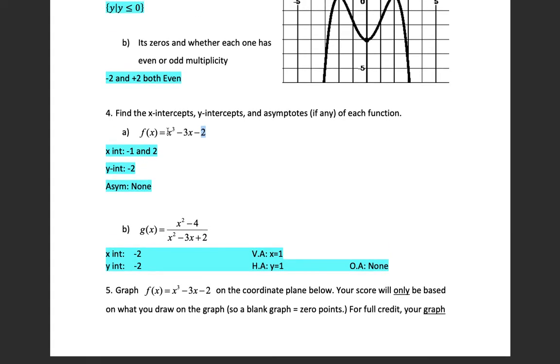For the y-intercept, we have to put 0 in for x, then we get only minus 2. That's why minus 2 is the answer. And for asymptotes, this is a polynomial function, so there is no asymptote here. Asymptotes will not come from here.